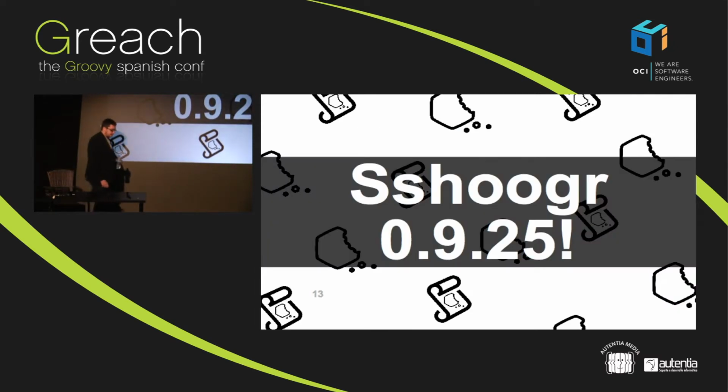So at this point, Sshoogr is at version 0.9.25, which was released two days ago. And it is a stable version, so don't be puzzled by the number 0. We're still going to version 1, which is probably going to happen this year, I hope. But it's already stable and it's already working. Now, before I jump into the syntax of Sshoogr, I would like to show you what kind of use cases I use it for personally.